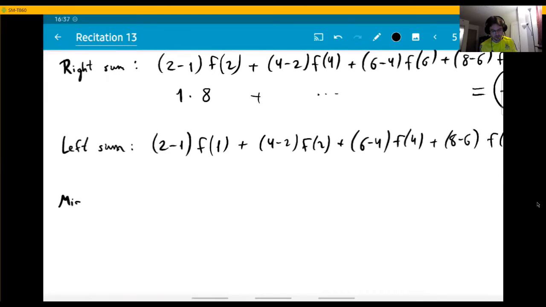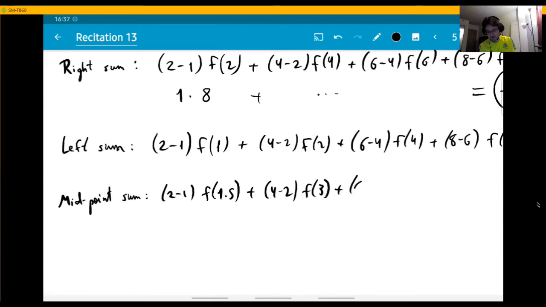Okay, but we're just doing this for understanding what the concept is. What is the midpoint sum? What changes now? I'm writing this, and you can tell me, I mean, you cannot tell me, but you can tell yourself if you agree.